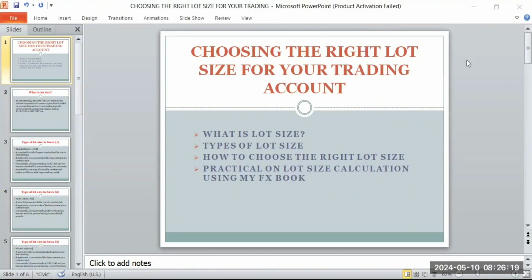These are some of the topics I'll be touching before I take you straight to the practical on how to use the appropriate lot size for your trading account.